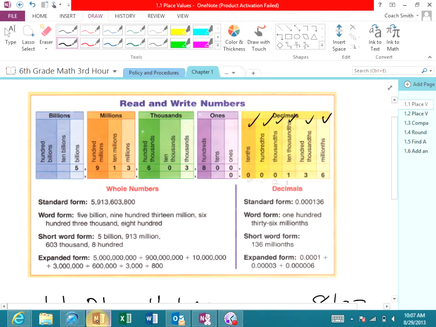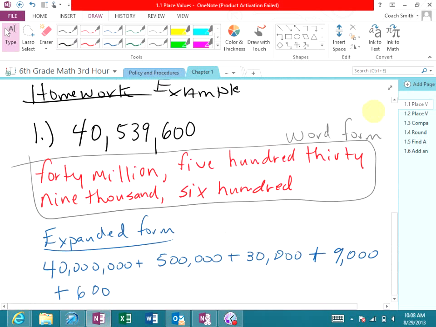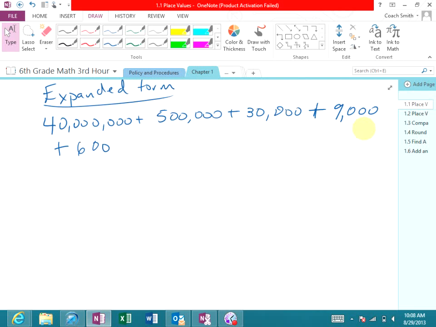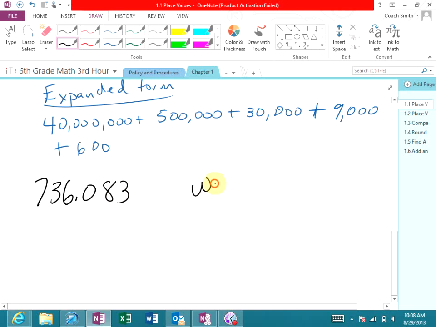So we want to concentrate on the right side of the decimal, which is our decimal place values. We want to talk about numbers, writing them in word form and in expanded form. Let's take, for example, this number here, 736. We talked about this one yesterday. 736.083. They want it in word form, and they want it in expanded form.